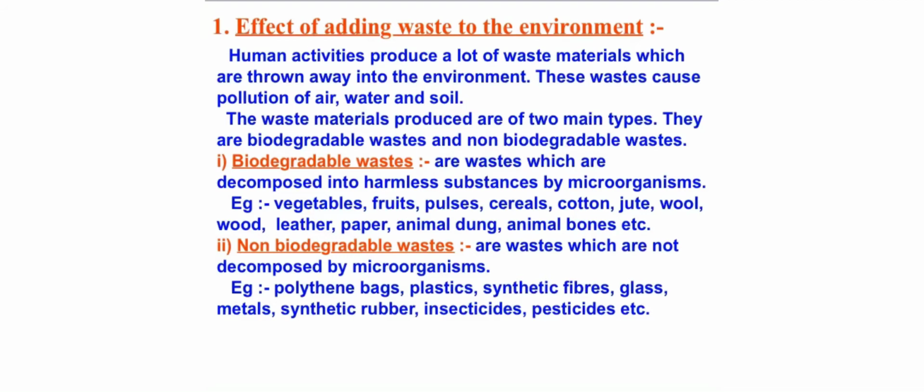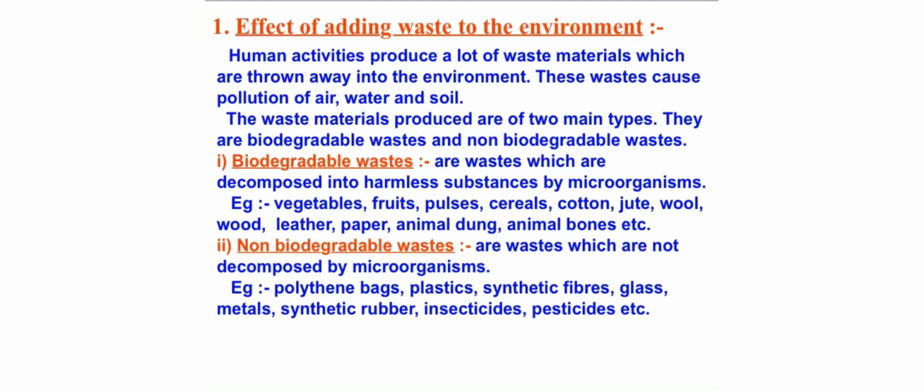Now the next type of waste is non-biodegradable waste. These are the wastes which are not decomposed by microorganisms. Examples: polythene bags, plastic, synthetic fiber, glass, metal, synthetic rubber, insecticides, pesticides, etc. Now let us see how they affect the environment.